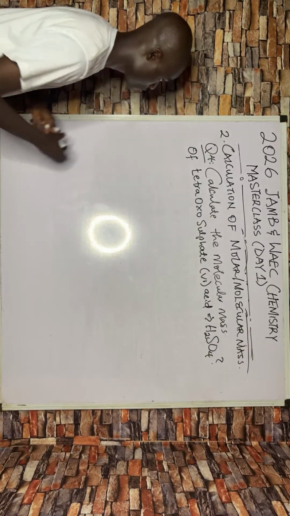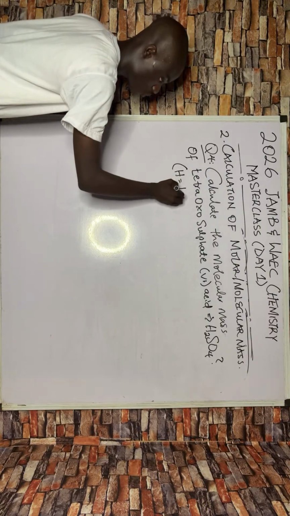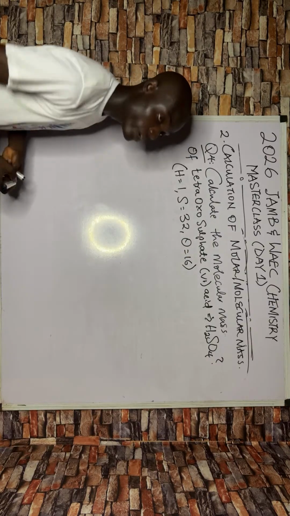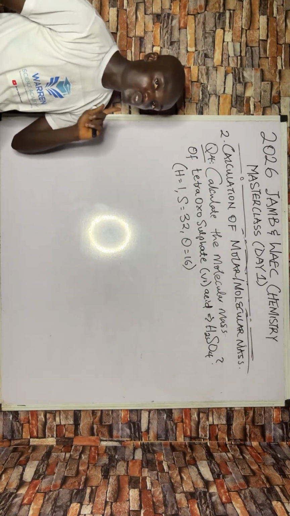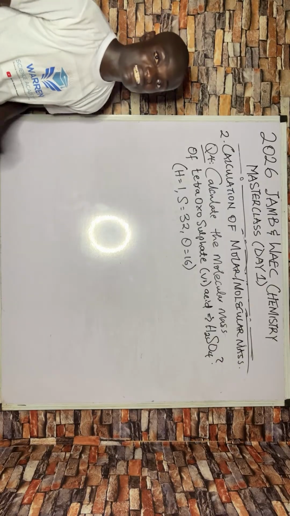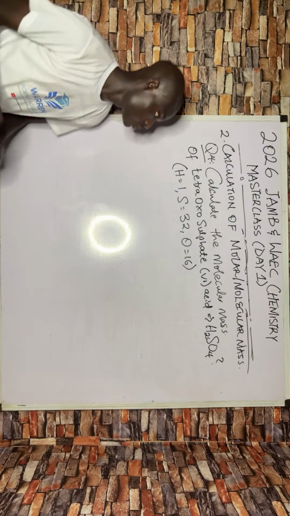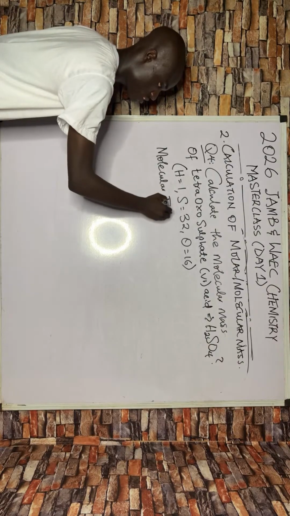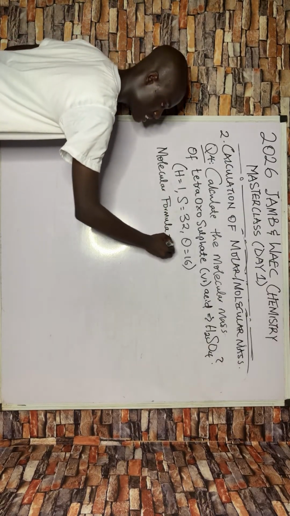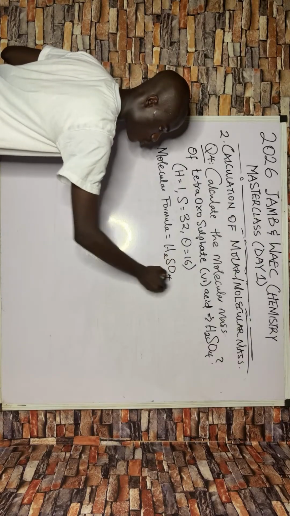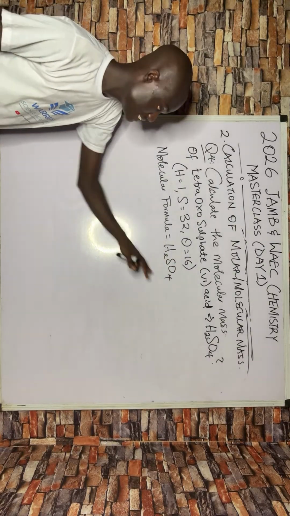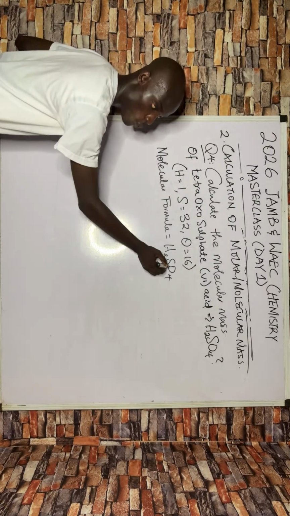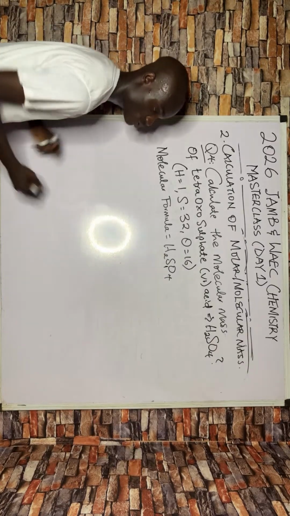So now let's take down. Hydrogen is 1, sulfur is 32, and then oxygen is 16. So again, first thing is that you must know your molecular formula, which we have there as H2SO4. So this is the molecular formula. So now again, we have 2 atoms of hydrogen, 1 atom of sulfur, and then 4 atoms of oxygen.